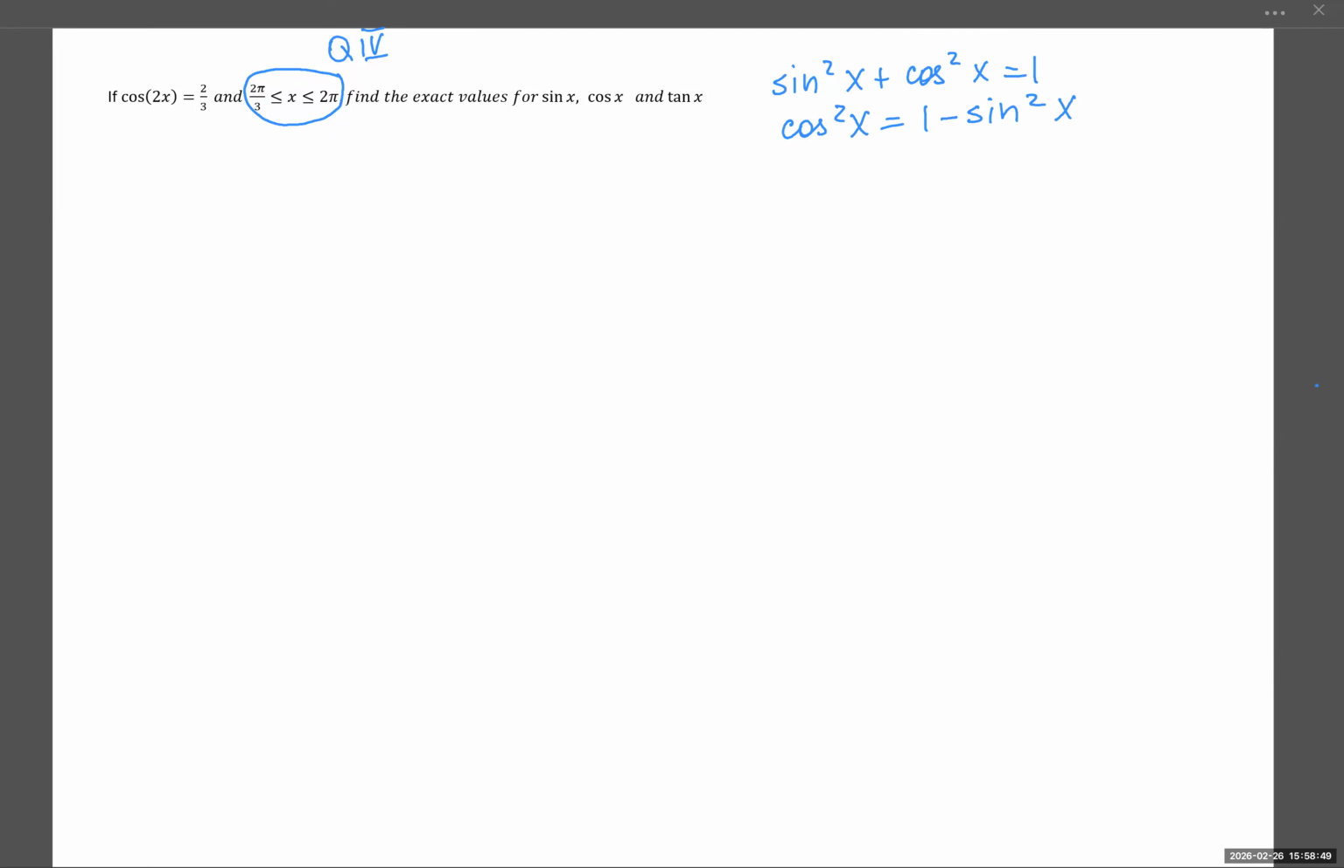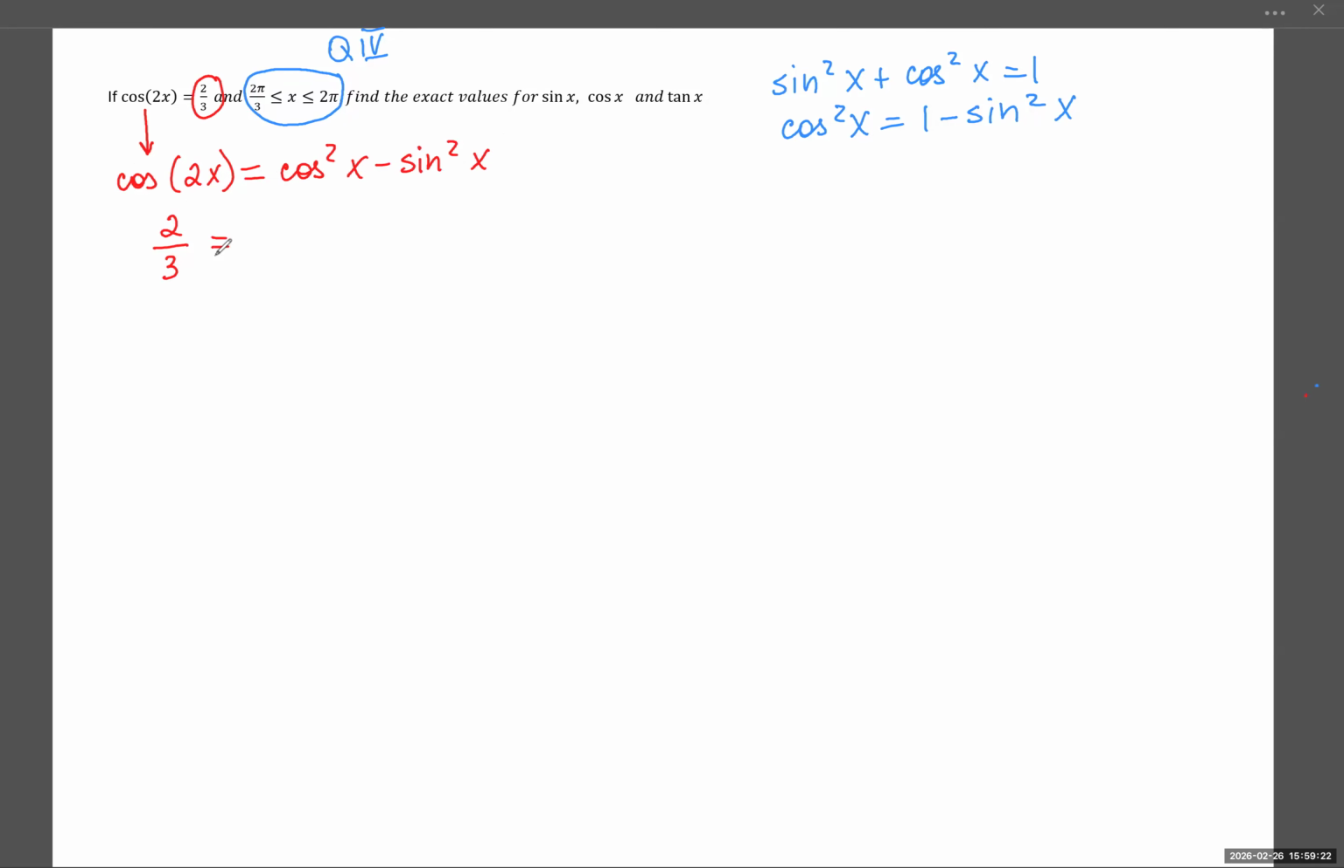Now, we're going to go ahead and go to what we have given. We're given that cosine of 2x is 2/3. So we're going to start with a double angle identity for cosine. This would be cosine of 2x equals cosine squared x minus sine squared x. Now, cosine of 2x has a value, it's 2 over 3. So instead of cosine of 2x, I'm going to write 2 over 3.